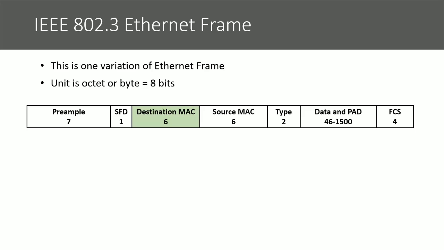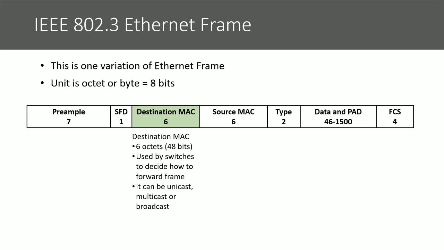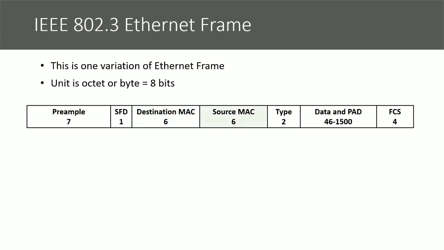It starts with the destination MAC address, which is 6 bytes or 6 octets long, and the destination MAC address is used by switches to decide how to forward the frames, as we will see in the coming slides. The destination MAC address can be unicast, multicast, or broadcast, and we will discuss the difference between these MAC addresses in a coming slide. After the destination MAC address, we have the source MAC address, which is the MAC address of the sending device. It is also 6 octets or 48 bits, and for switches, it is used to learn MAC addresses of different devices.